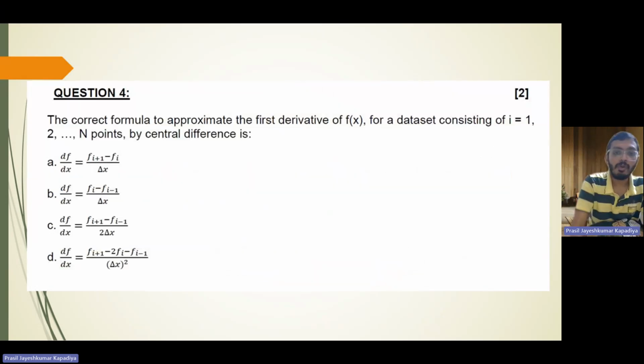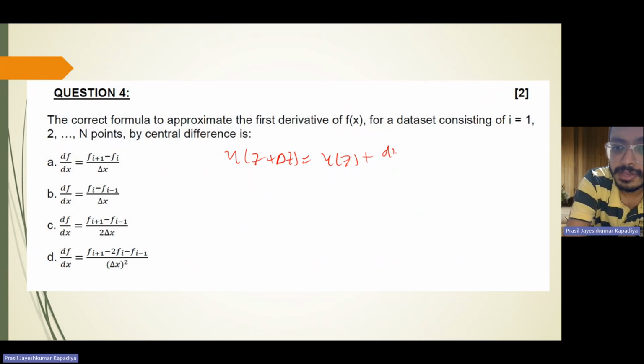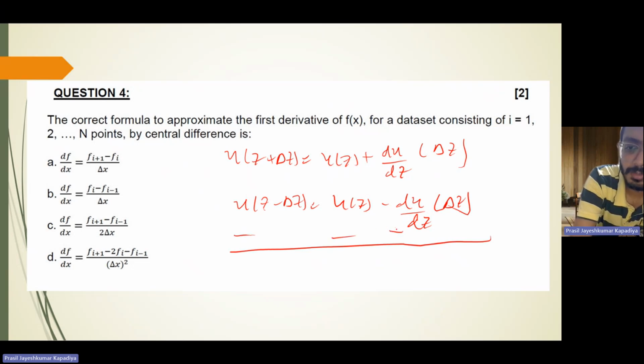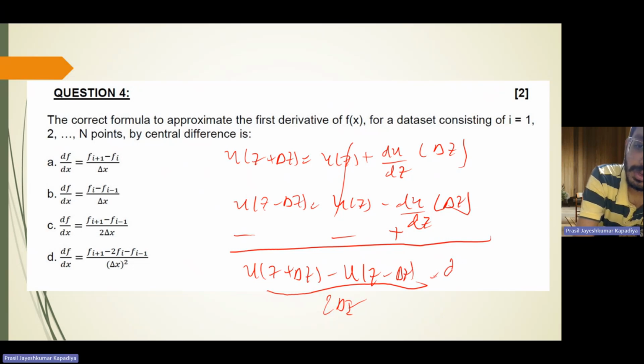Now the next problem. The correct formula to approximate the derivative of f of x for a dataset consisting of i equal to 1 to n by central difference. So what did we do for central difference? We write u of z plus delta z is equal to u of z plus du by dz into delta z, and u of z minus delta z is equal to u of z minus du by dz into delta z. If we perform subtraction, the terms cancel out. So it will be u of z plus delta z minus u of z minus delta z, divided by 2 times delta z, is equal to du by dz.